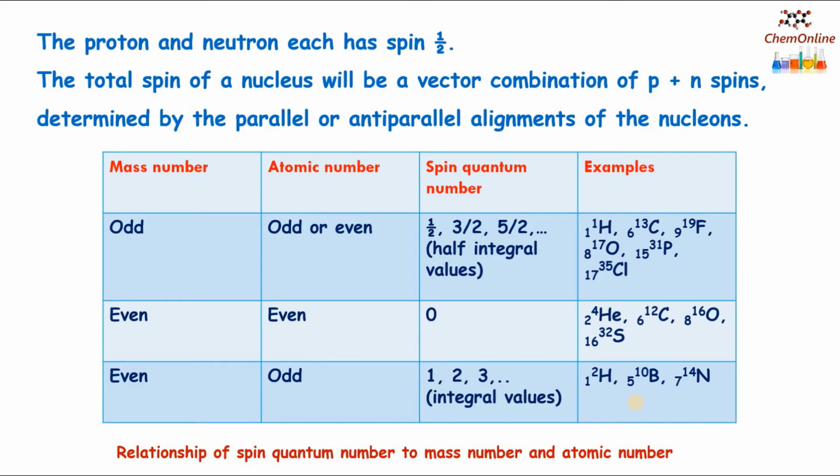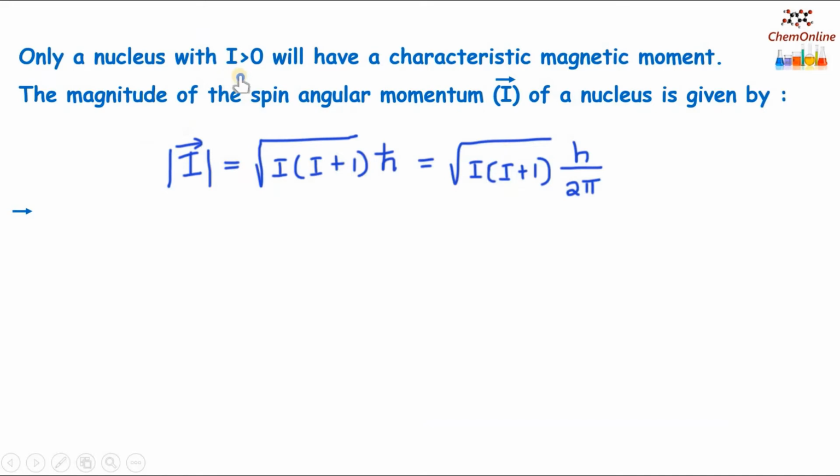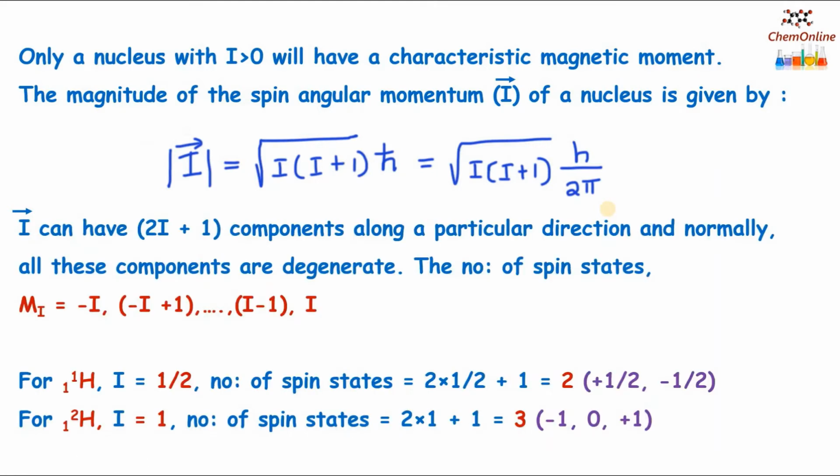These are a set of empirical rules to predict the value of the spin quantum number by relating the mass number and the atomic number. Now, only a nucleus with the spin quantum number I greater than 0 will have a characteristic magnetic moment. And the magnitude of the spin angular momentum of a nucleus is given by |I| equals root of I into (I plus 1) into h cross, which is equal to root of I into (I plus 1) into h by 2 pi, where h is the Planck's constant.